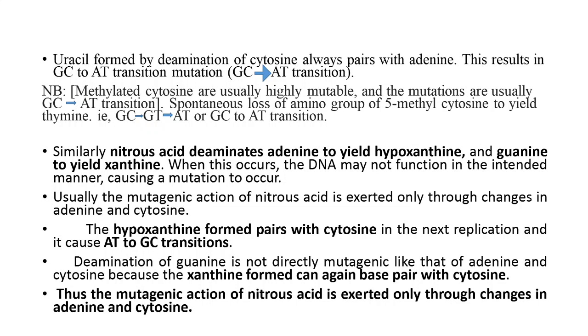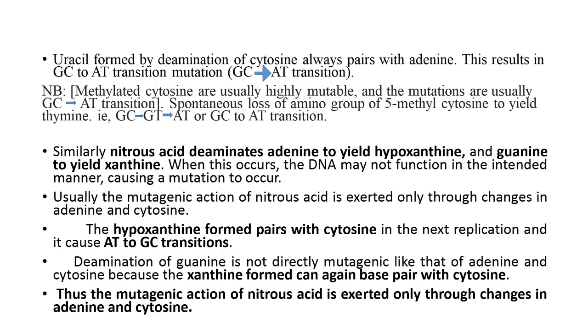The hypoxanthine formed pairs with cytosine in the next replication, and it causes an AT to GC transition. If you check the first replication, second replication, etc., you can see the changes coming in the base pair after deamination.